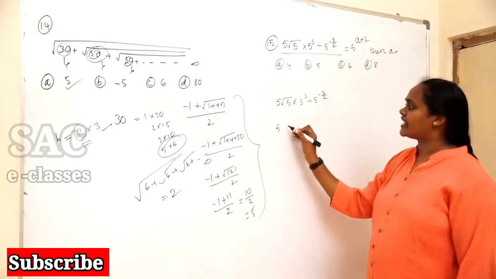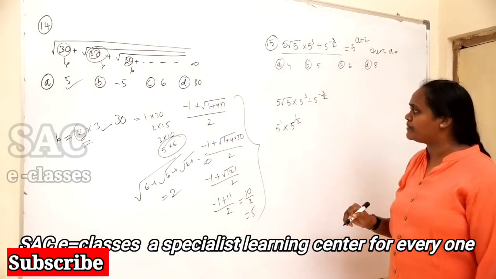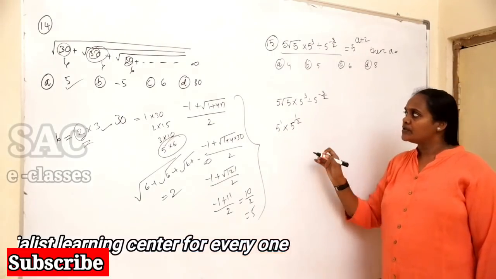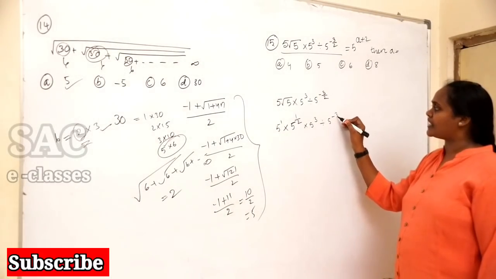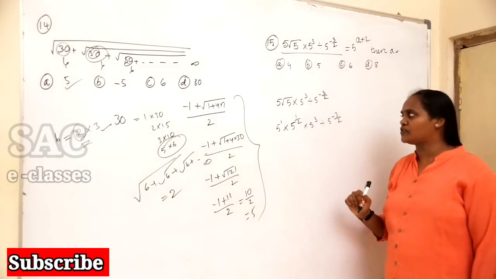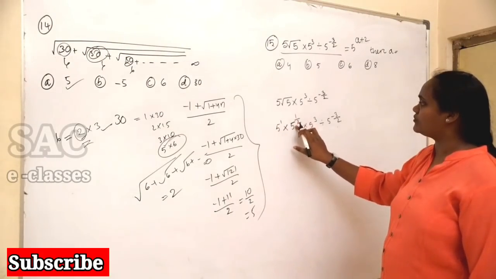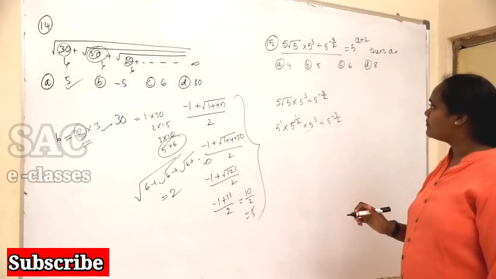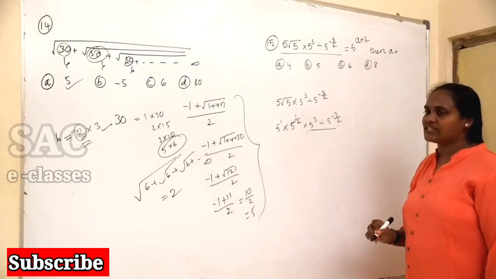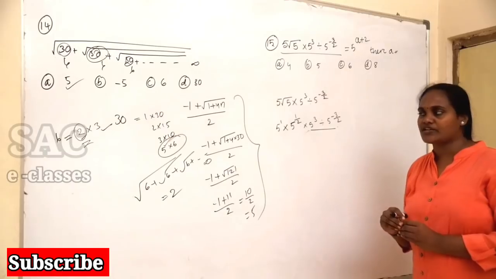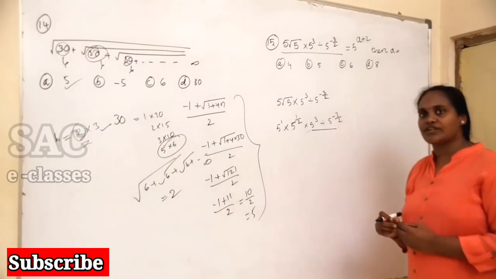5 root 5, you can write 5 into root 5, and I told you root 5 is 5 power 1 by 2. So here we got 5 power 1 into 5 power 1 by 2 into 5 cube divided by 5 power minus 3 by 2. In this, which are you supposed to do first of all? Just consider the division first, because in the simplification, before multiplication, we give the first preference to the division.